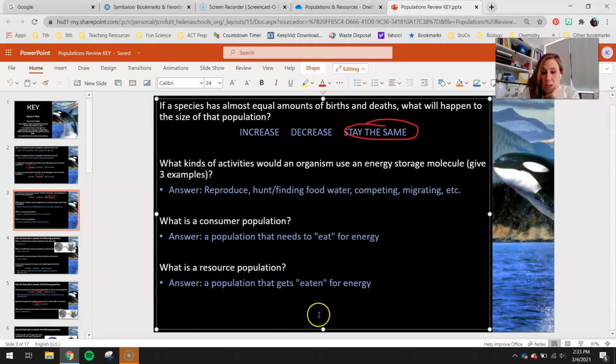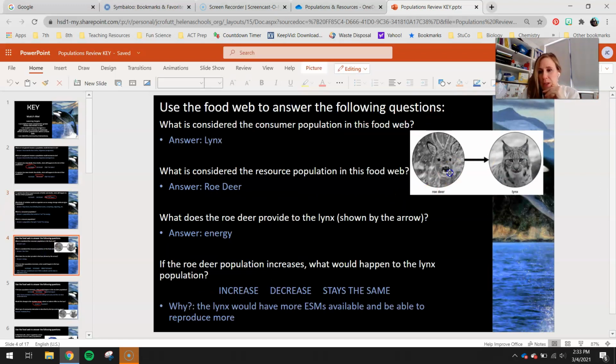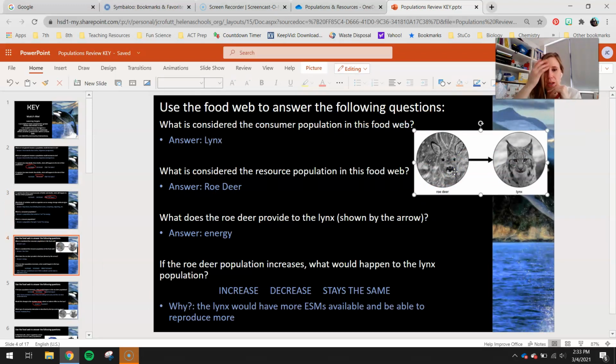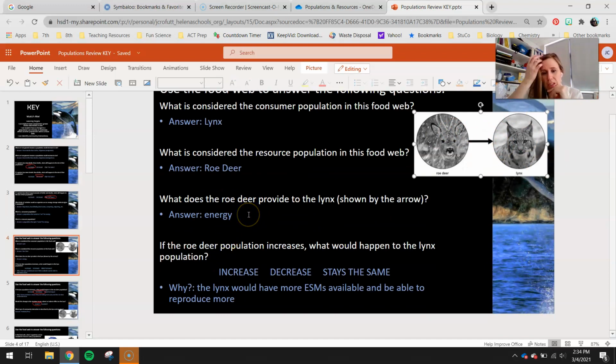Okay, a resource population is something that gets eaten, so it might be something that's also a consumer, or it might be a plant. Plants obviously get eaten a lot for energy, but a deer gets eaten too, so that's also a resource population. Okay, we have this little food web here. This should look a little bit familiar to you. What is considered the consumer population? That's the lynx, because it does the eating. And what is considered the resource? The roe deer, because it gets eaten. Those are the only two organisms in this food web, so those are the only options you have for answers.